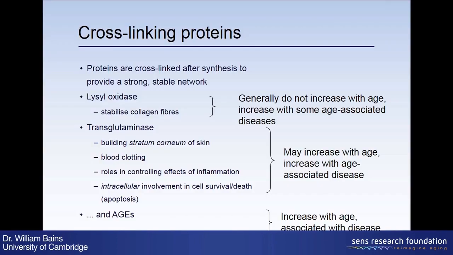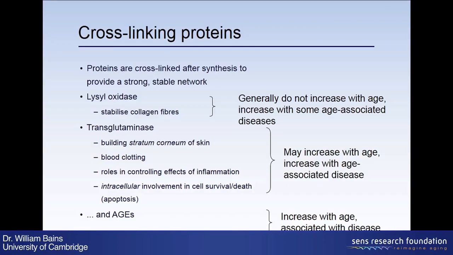Blood clotting, come on to this in a minute. It has roles in controlling inflammation, and involvement inside the cells on cell survival and so on. So a lot of different roles in the body for this enzyme transglutaminase. And advanced glycation end products, I'll come on to in a minute.